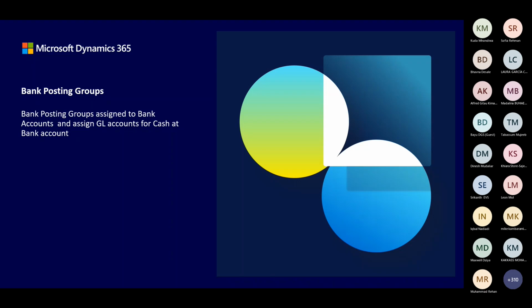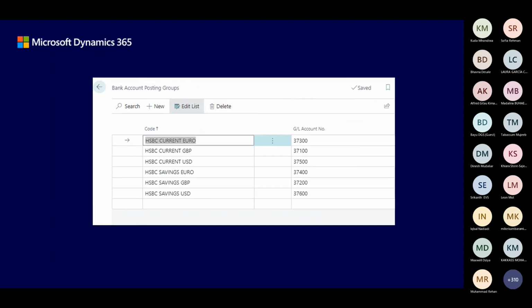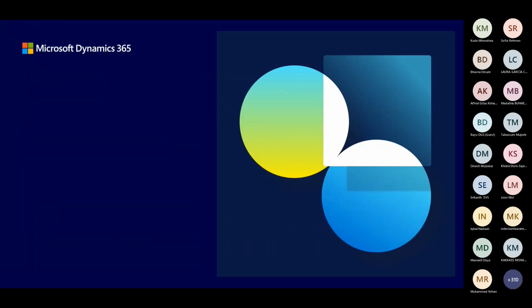Bank accounts is also a subledger. Again, same concept as customer and vendor posting group. You can create lots of different bank accounts and assign them to the same GL account or separate GL accounts.